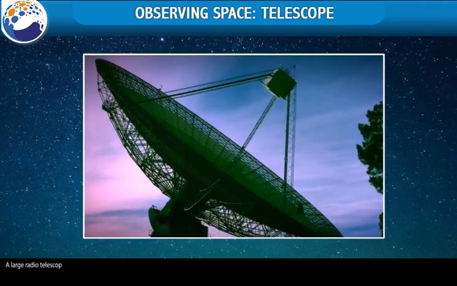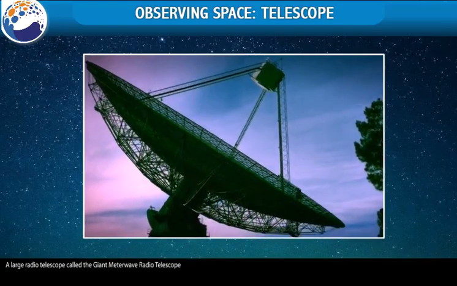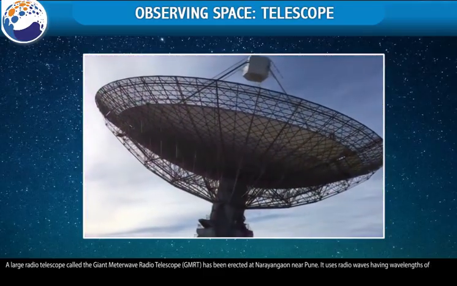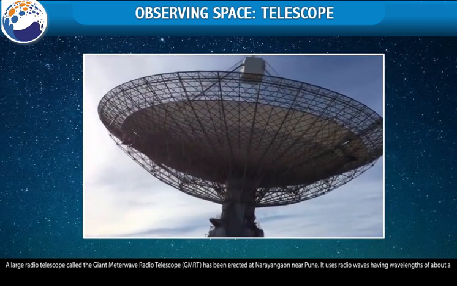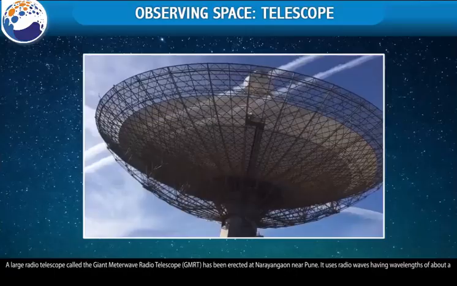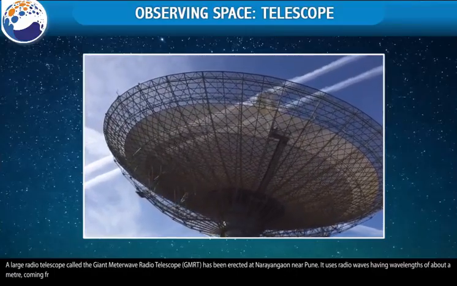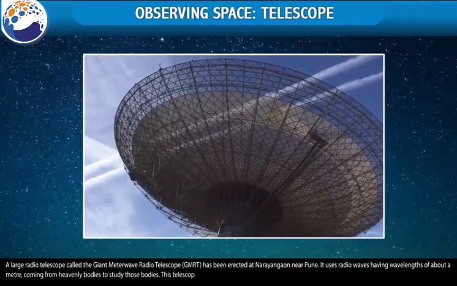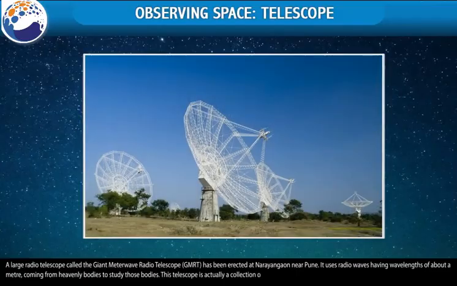Radio telescope. A large radio telescope called the Giant Metrewave Radio Telescope, GMRT, has been erected at Narayangaon near Pune. It uses radio waves having wavelengths of about a meter coming from heavenly bodies to study those bodies. This telescope is actually a collection of 30 dishes, each having a diameter of 45 meters.